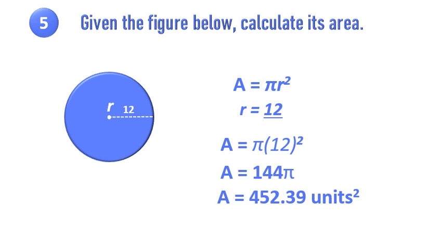Number 5, given the figure below, calculate its area. This figure can be classified as a circle, and the formula for finding the area of a circle is pi r squared, in which r equals the radius. So we're given that the radius of the circle is 12. Thus we can simply plug 12 into the equation as 12 squared times pi to get 144 pi, which approximately equals 452.39 units squared when we round to the 100th place.